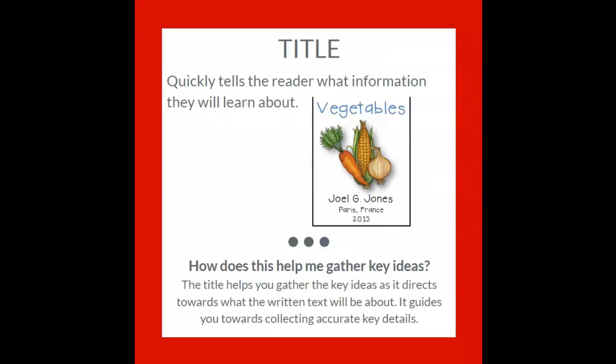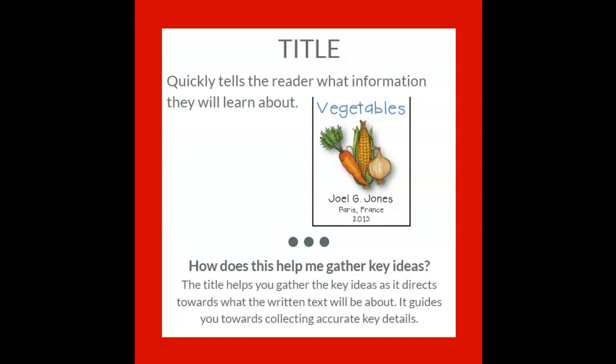An example of a text feature that you will see is a title. A title quickly tells the reader what information they will learn about. You can see an example there, and the title of the book or the writing piece might be Vegetables. So it's giving you no more information other than what the writing piece is going to be about. So how does this help me gather key ideas?